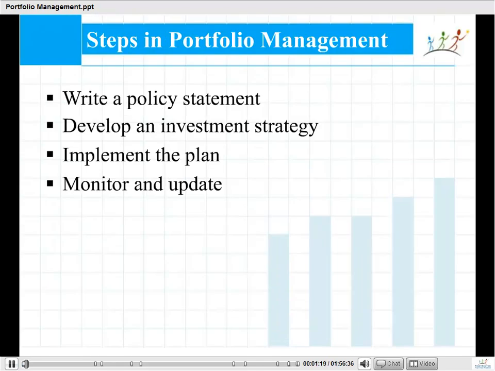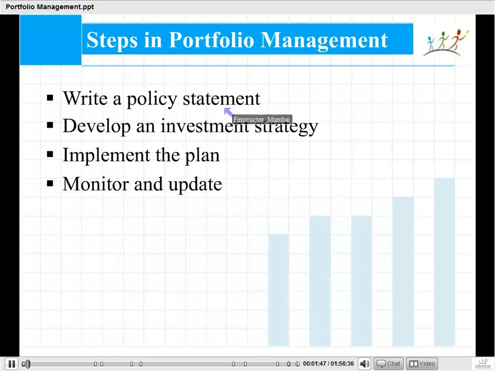So what are the steps in portfolio management? First and foremost, write a policy statement. A policy statement is a document that clearly identifies the return objectives of the client, as to what are his desires, what are his goals, and the risk profile or the risk tolerance of the client. So to reach these goals, how much risk can the client undertake?